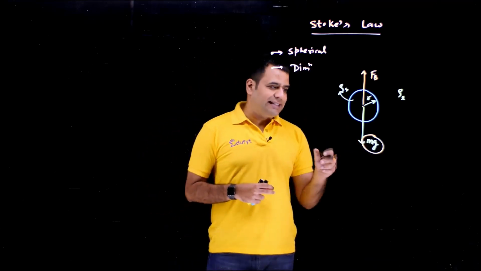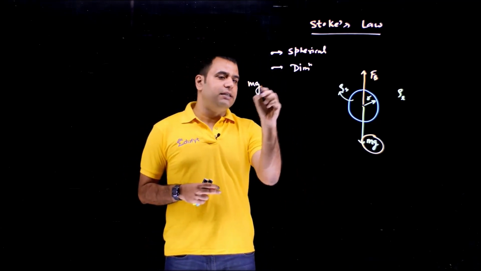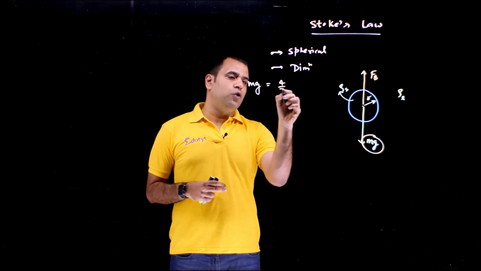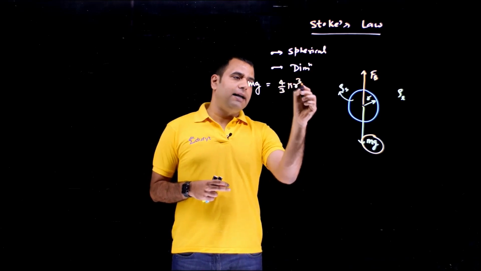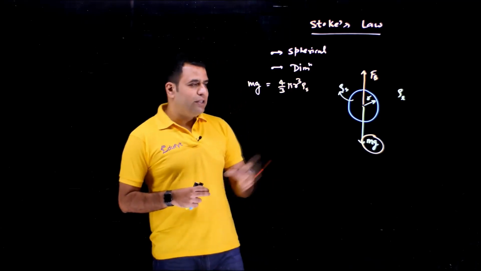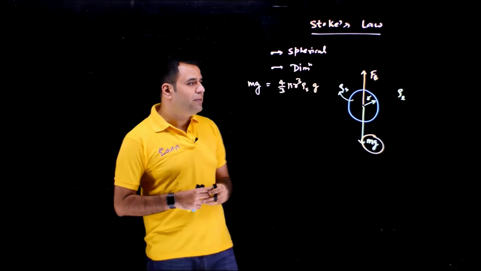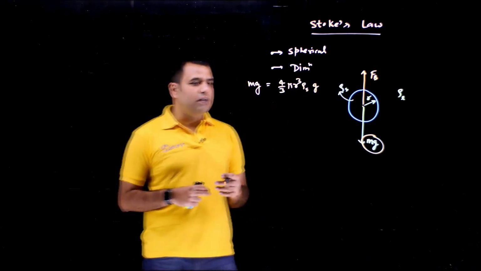Okay, so let's first calculate these two forces separately. So if I calculate mg, the mg will be equals to 4 by 3 pi r cube rho s. Rho s is the density of the solid. So this becomes the mass of the body multiplied with g. So that much mg will be acting downward. This is the value of mg.